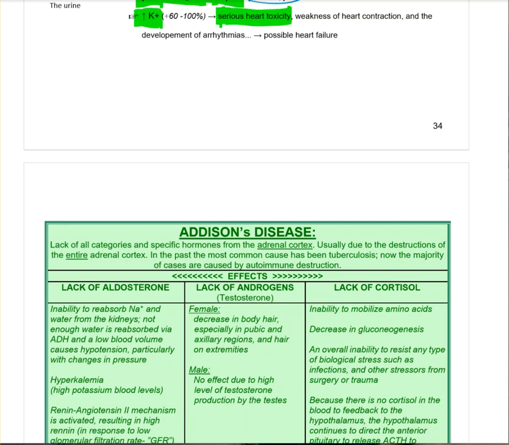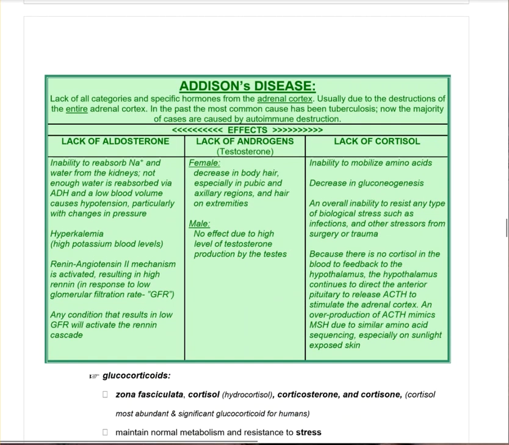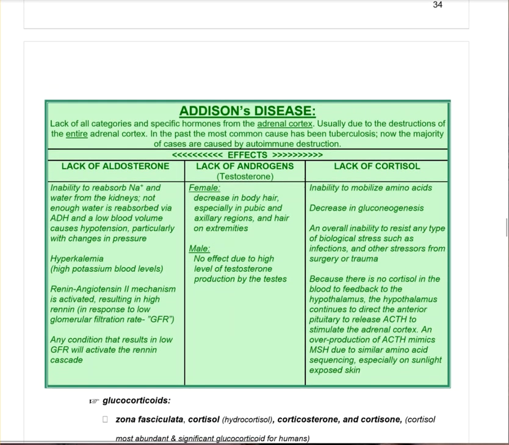Okay, so now what I want to mention here with this Addison's disease picture is I'm not going to go over Addison's disease entirely, but what I'm going to do is I'm going to say review yourself and I'll explain what it is really quickly, and then we'll go to the other two parts of the cortex.